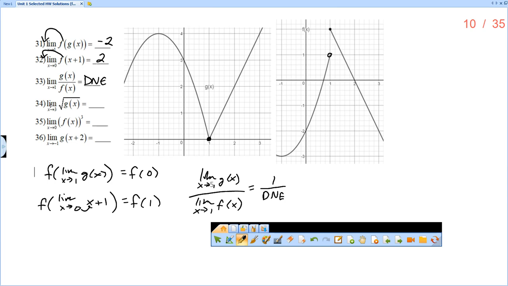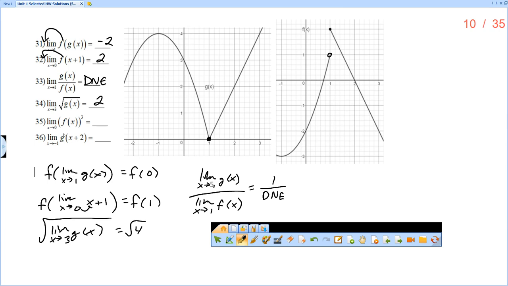All right, same idea here as 31 and 32. So we're going to bring the square root out. So we've got the square root of the limit as x approaches 3 of g of x. And so what is g of 3? So g of 3 is 4. So the square root of 4 is, of course, 2.